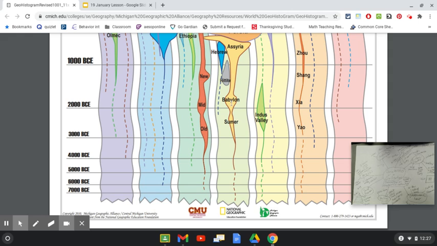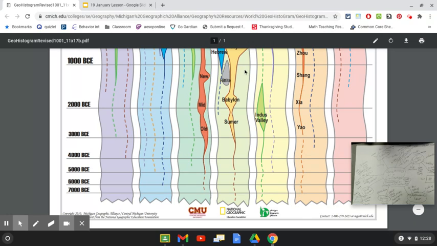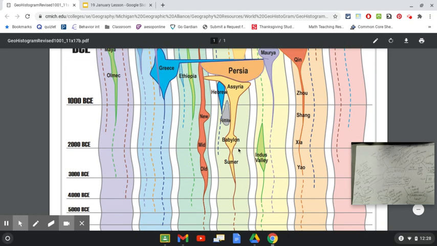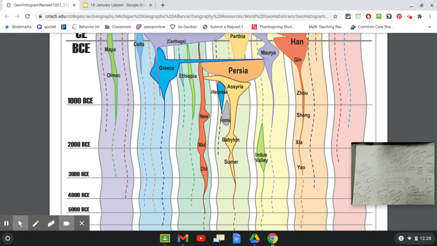And then Babylon comes on the scene, and we'll learn about that. They grow and expand and get better. Then they have some weakness, and they don't do as well. And then Assyria takes over. So there's also one, the Akkadians, who are not listed on the geohistogram, but we'll talk about them today.